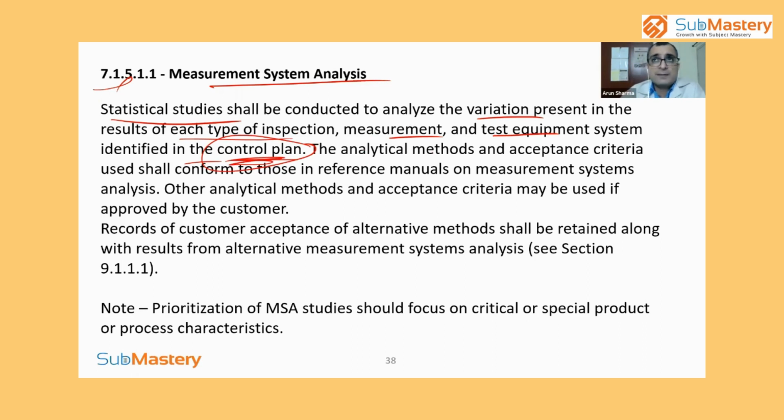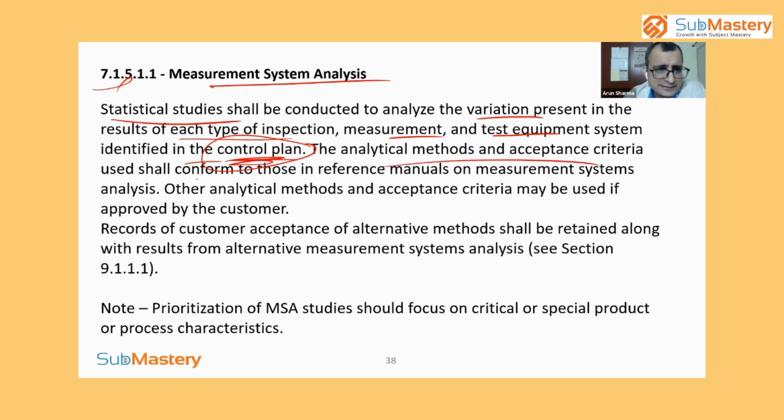Yes, you can do family-wise MSA also. Family-wise MSA means that if you have 3 instruments, let's say Vernier calipers, and all 3 are in the range of 0 to 150, in that case, yes, you can go for a family-wise MSA plan. Family-wise could be a range family, or it could be a resolution family also. So it is necessary that all the equipment mentioned in the control plan be covered, but you can make a family-wise MSA plan also.